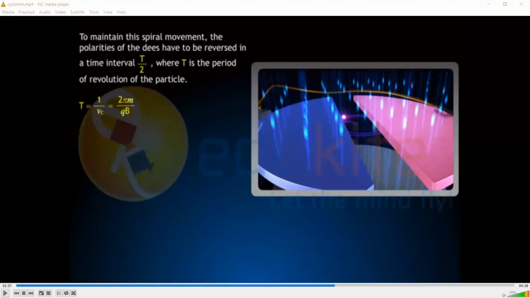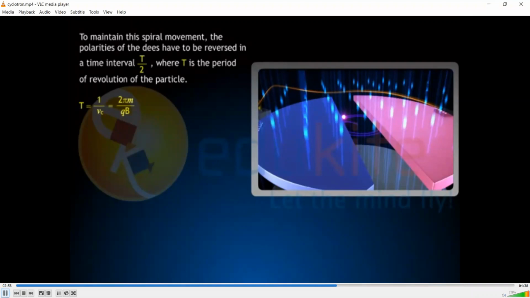Students, sorry, there was some network issue. So we see that the time period is equal to 2 pi m divided by qB. So time period is independent of velocity. So what will be the frequency? It will be qB divided by 2 pi m. And this frequency is what is called the cyclotron frequency. I've already told you, this is the device cyclotron. Okay. Now we will proceed.